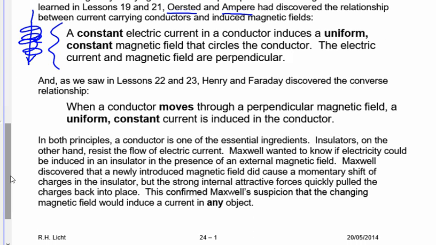And then the next part here: when a conductor moves through a perpendicular magnetic field, a uniform constant current is induced in the conductor. So that one is talking about our last unit, right? This is the generator effect. When you move a wire in a magnetic field, you have a changing magnetic field when you're moving that wire in the magnetic field. And a changing magnetic field is going to produce a current going through a wire, right? So that was just everything from last lesson.